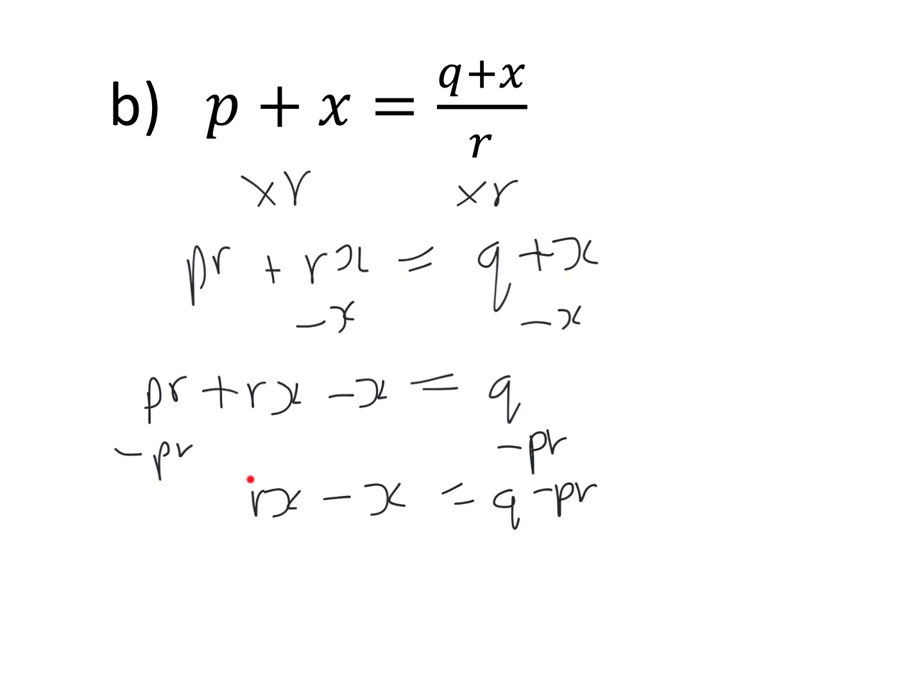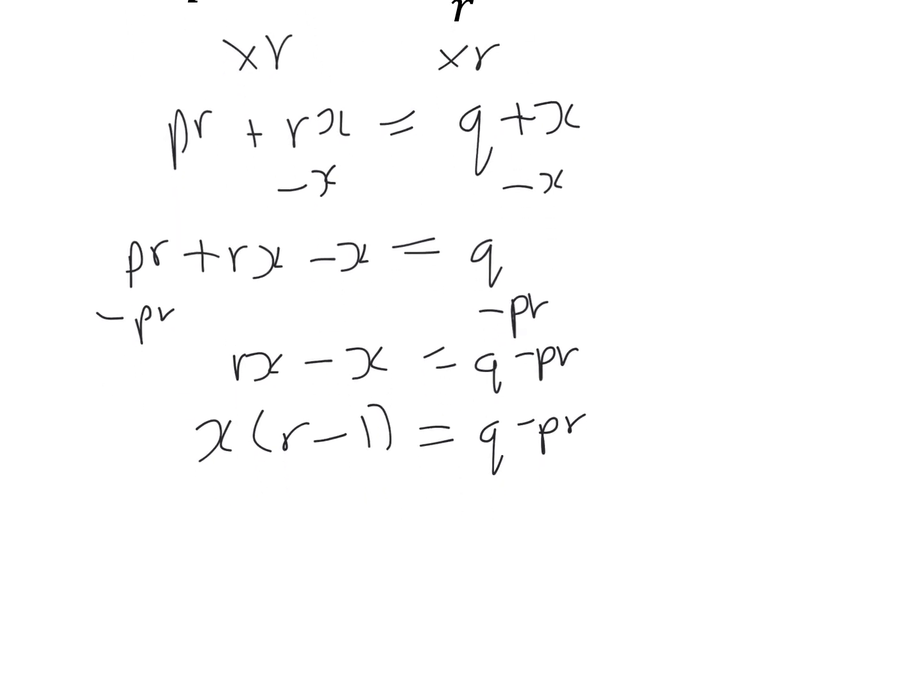We now have got x on one side, which is how you solve equations. You get x to one side and then everything else to the other side. But there's two terms with x, so what we have to do is factorize out the x, and we have r minus 1. And our last step is if x is multiplied by r minus 1, to get x on its own, we'd have to divide by r minus 1.